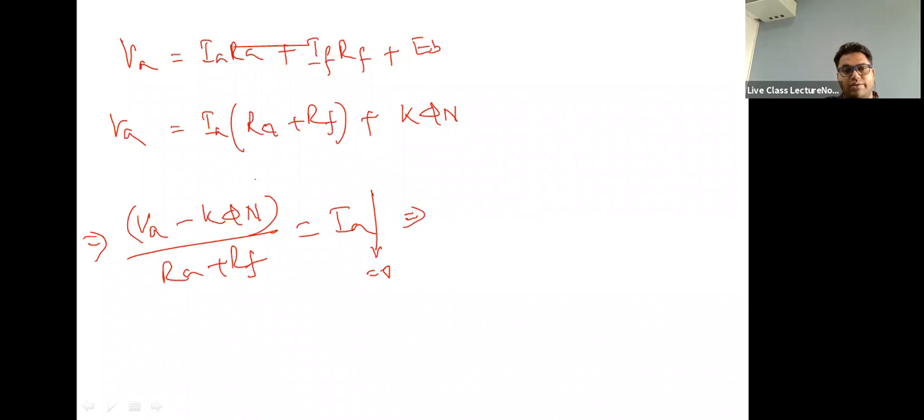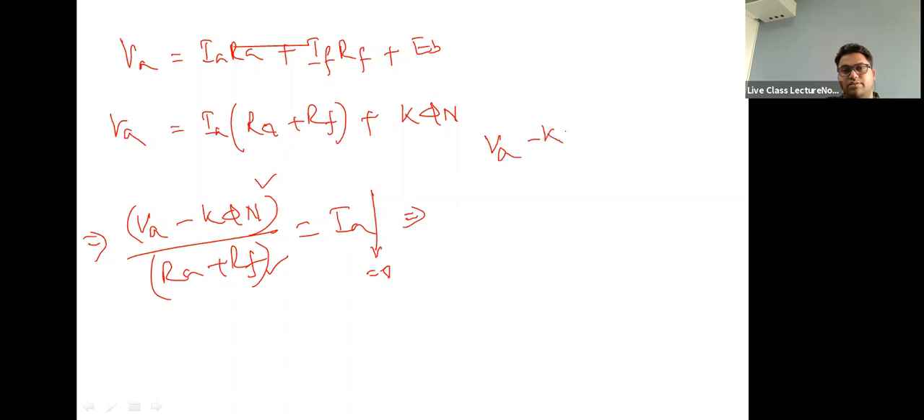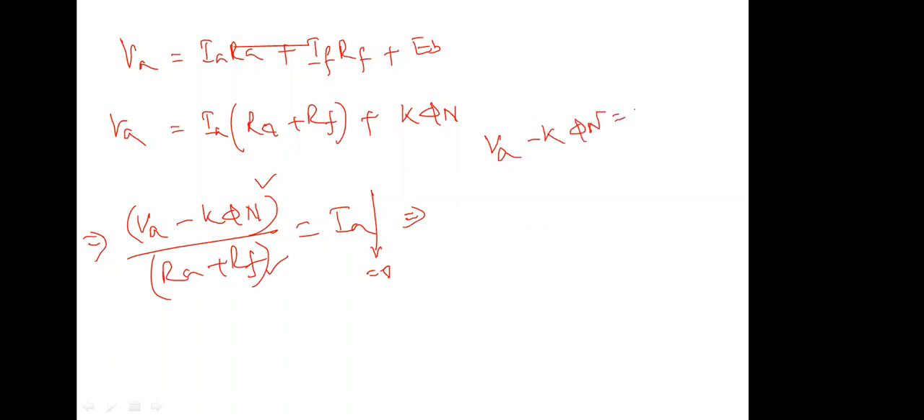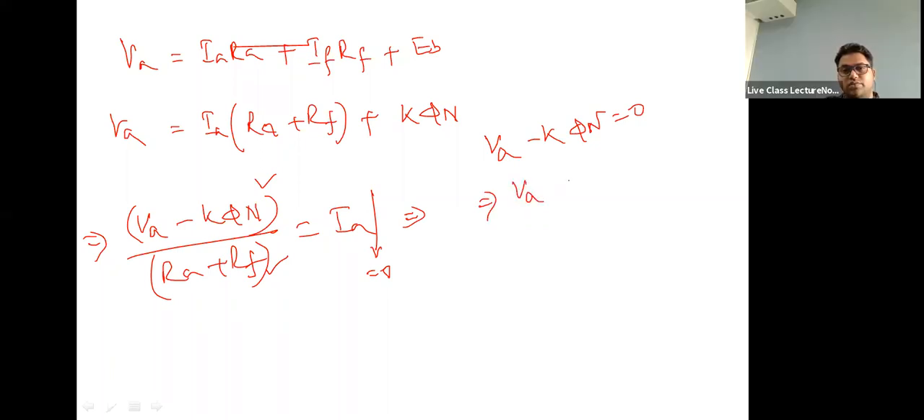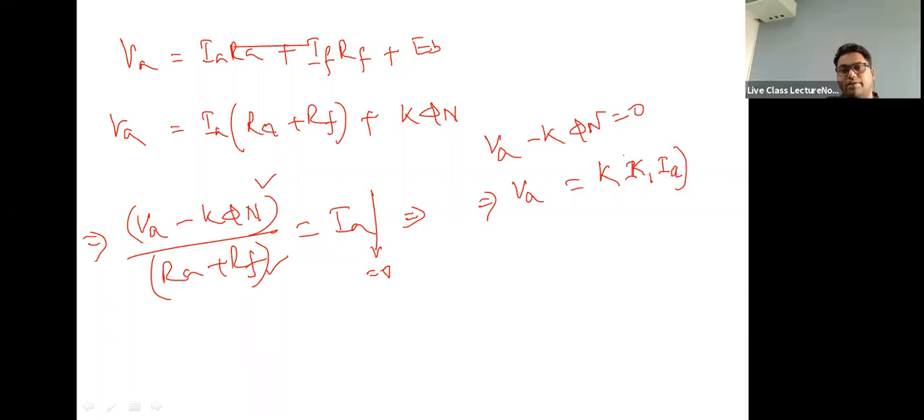So out of the numerator and the denominator, which can go to zero? The numerator. V_A minus K phi N must tend to zero, tends to zero, not zero. So V_A should be equal to K phi. Now phi we can write as another constant K_1 into I_A. I_A only, because I_A is the field current only, right?